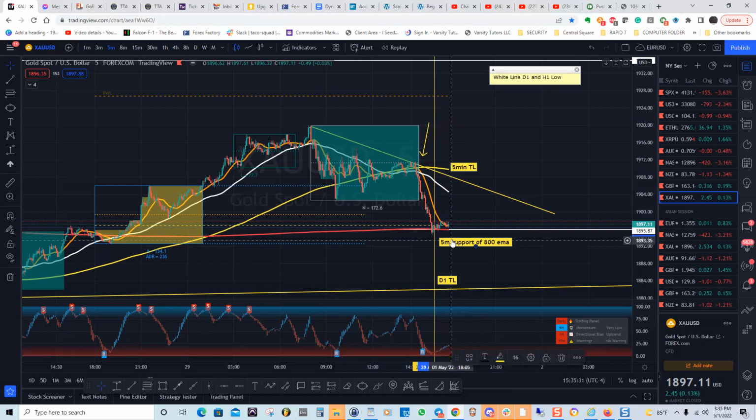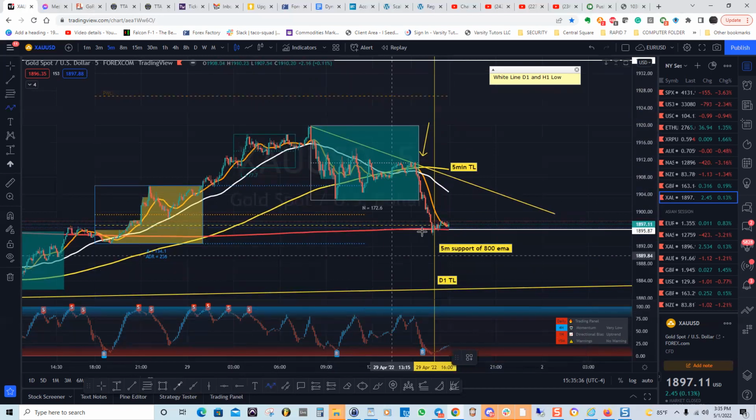If price, let's go here for a second, and let me draw a line here. All right, actually, let me see if I can do this. I tried to do this earlier. If price comes here, actually, before I do it, let me go over here so I can have some room. Okay, that's our 5-minute support line of 800 EMA.